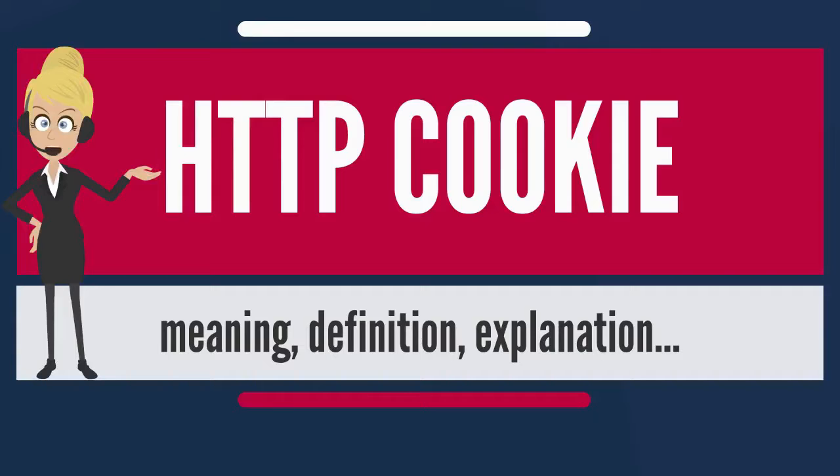An HTTP cookie, also called web cookie, internet cookie, browser cookie, or simply cookie, is a small piece of data sent from a website and stored on the user's computer by the user's web browser while the user is browsing. Cookies were designed to be a reliable mechanism for websites to remember stateful information, such as items added in the shopping cart in an online store, or to record the user's browsing activity, including clicking particular buttons, logging in, or recording which pages were visited in the past.